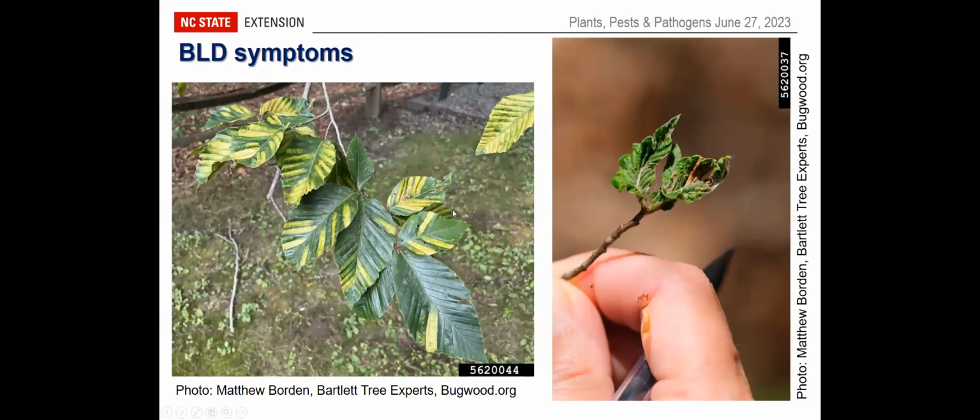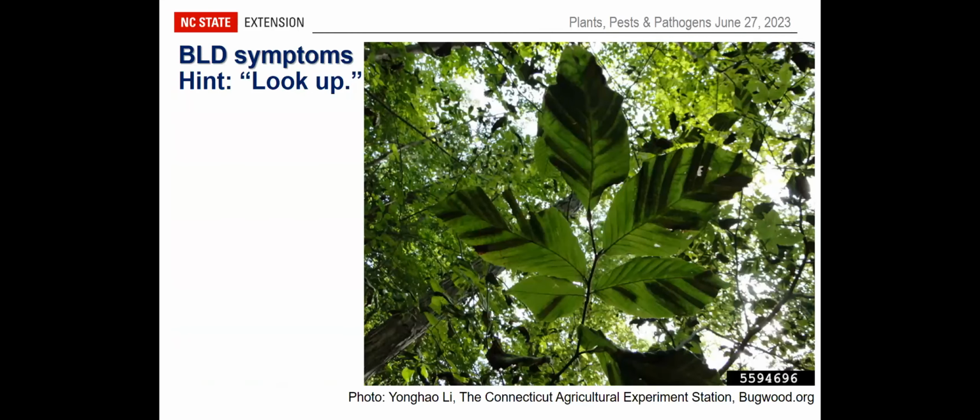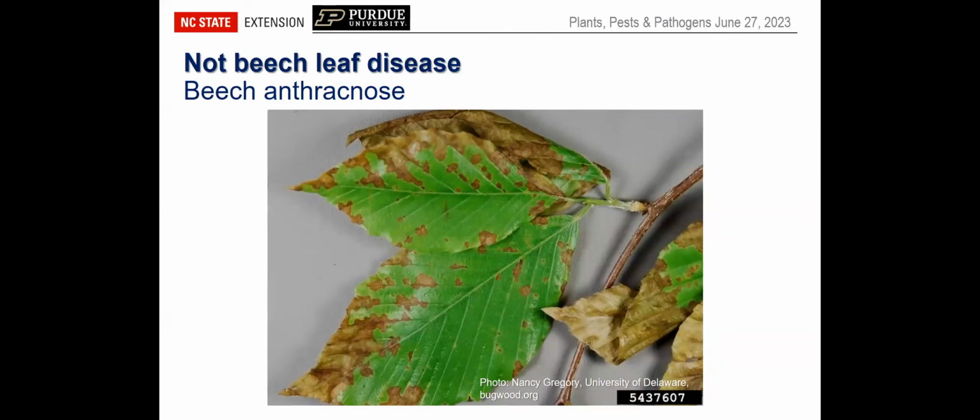And here are another couple of photographs of it. You can see on the right there the very small leaves. The nematodes are not actually in the leaves hanging out; they migrate to the buds. So that's another place we're going to have to look for them once we start having to test for this. One hint, if you are looking for it, is to look up. Seeing the leaves with the light passing through them from the other side is an easier way to identify it. Now, you don't want to confuse this with some other things.